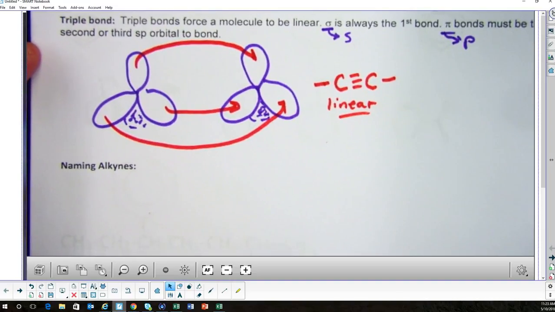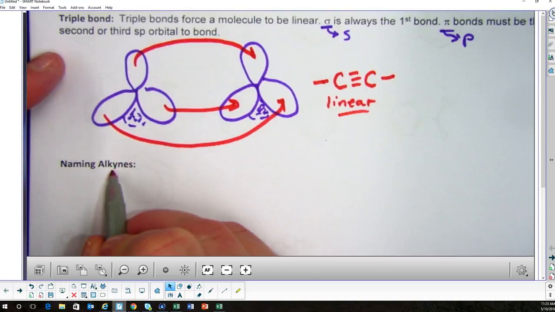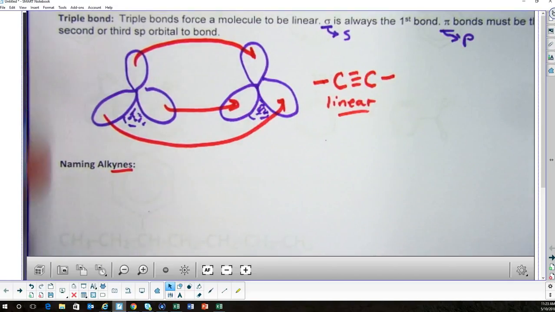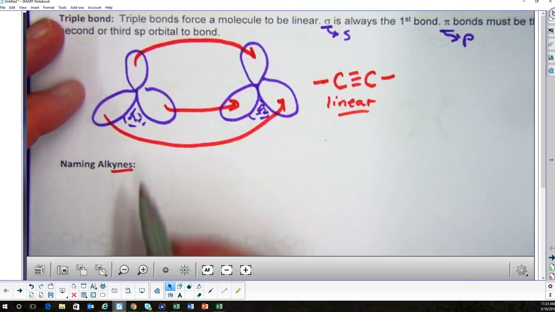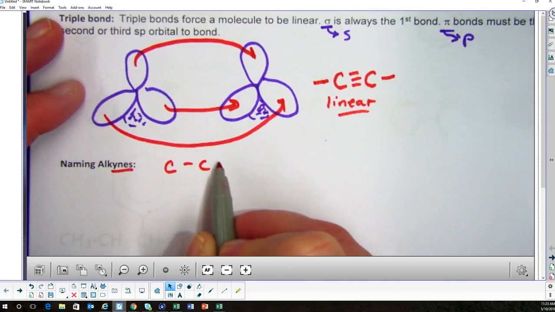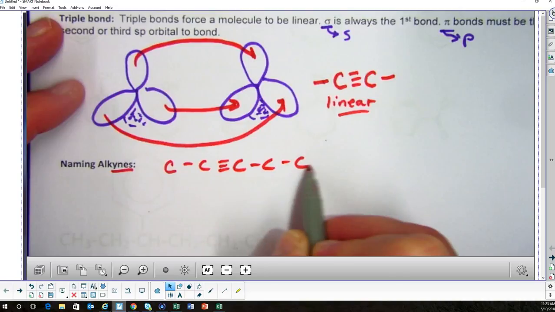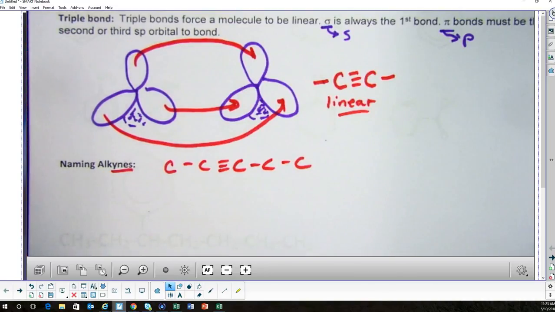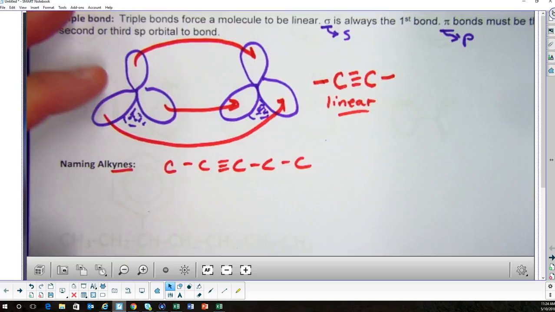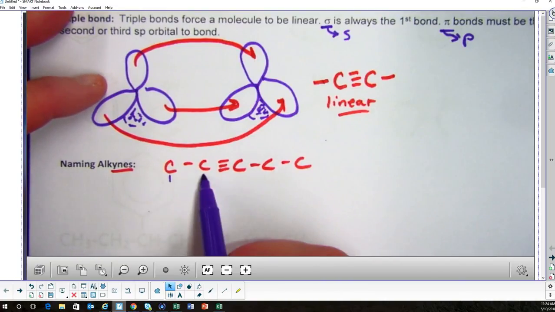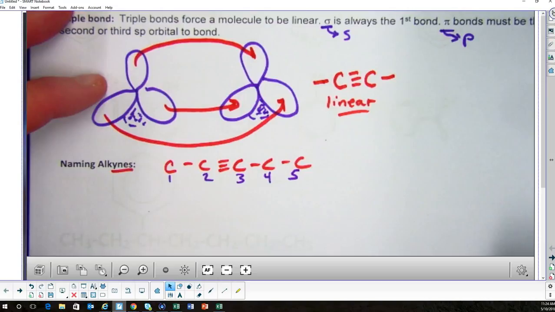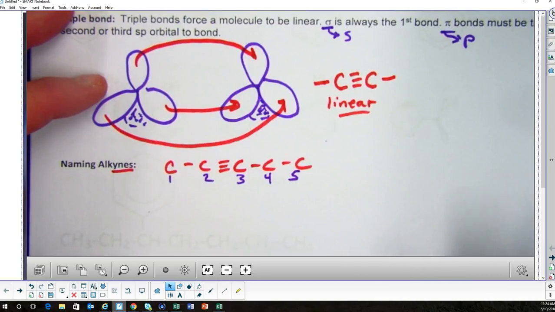Okay, so we get to name alkynes. I'll call them alkynes. They're actually alkynes, but you'll hear me call them alkynes all the time. So to name alkynes, we do the same kind of thing that we've done before. Here's a general formula. What do we do with alkenes? Number it shortest to the bond, right? So we'd number them 1, 2, 3, 4, 5. 5 is what? Pent. And there's a triple bond, so I can say pent-yne because that's the only thing that's there.